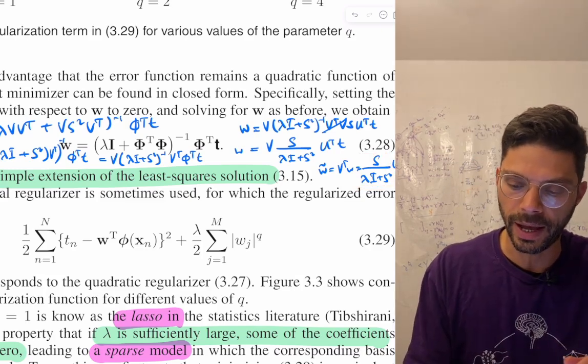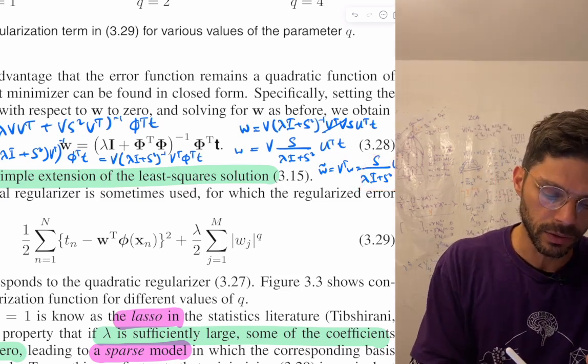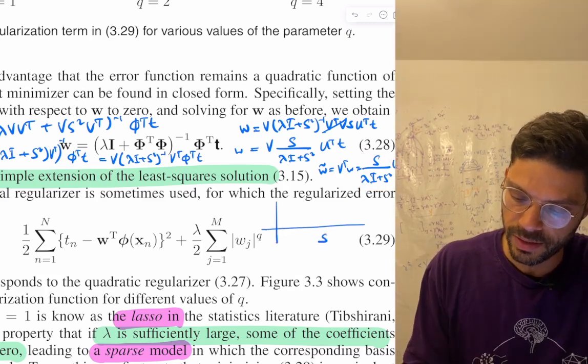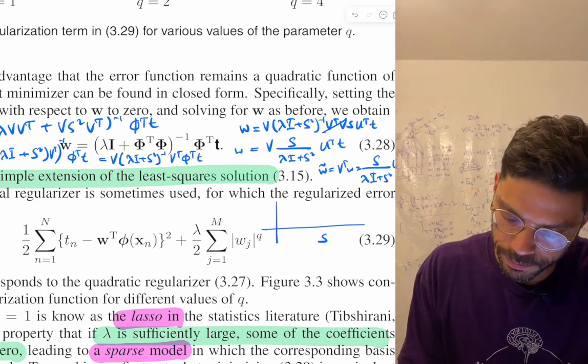And then we can look at what this function looks like. If we plot it out, let's say this is S, and then we'll just call this S prime. Or let's call it actually S lambda.